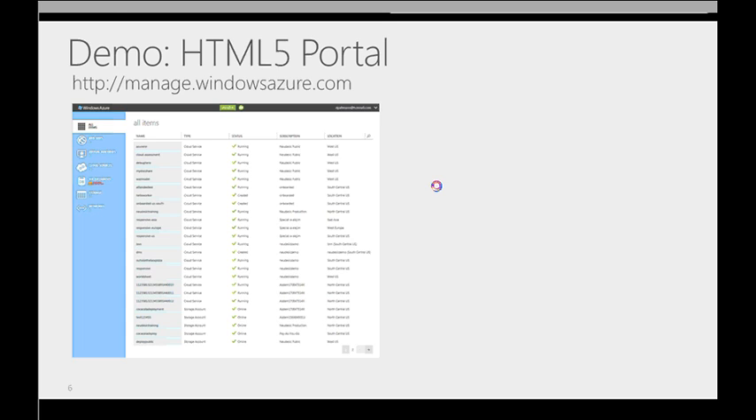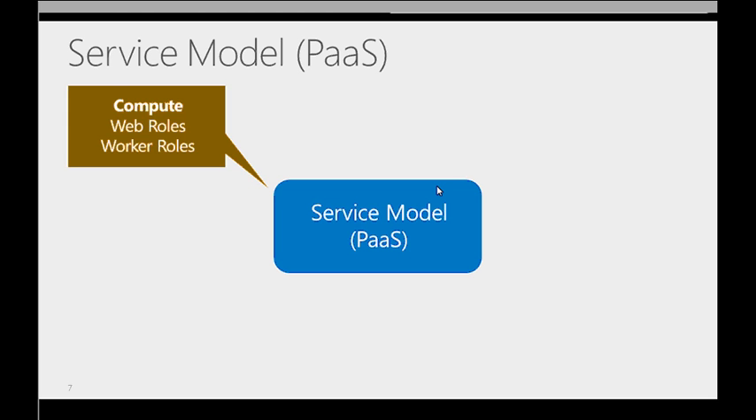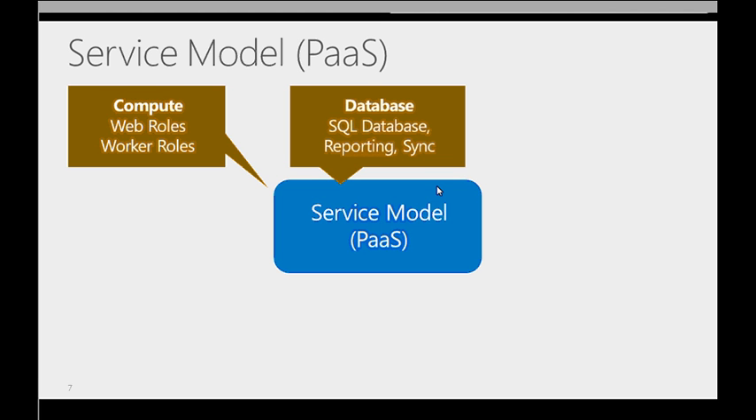So when we talk about platform as a service, or the service model we typically come to know and love with the Windows Azure platform, we see that we had our typical compute roles, our web and worker roles, which is how we would get our websites out to the cloud, or do some worker-type background data processing applications. We have our database with SQL Database, and SQL Database Reporting and SQL Database Sync as well. We had those nice platform features there as a service.